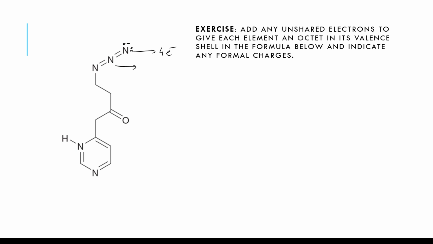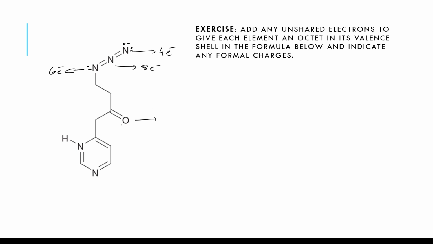In a middle nitrogen atom, it is already surrounded with 8 electrons in the bonding pairs because we have two double bonds, and in the two double bonds we have 8 electrons. It's surrounded with 8 electrons. It fulfills its octet. In this nitrogen, it's surrounded with a single bond and a double bond, meaning that it is surrounded with 6 bonding electrons, and we can have a lone pair to make it octet.